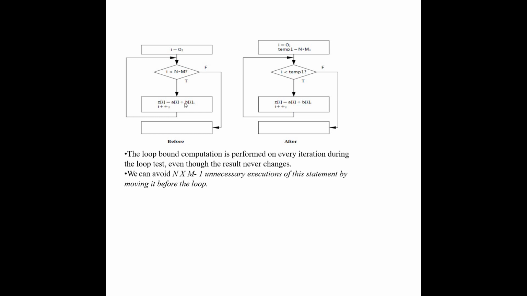So here we can see, before, the loop test is i less than n times m. Instead of using n star m, we introduce a temporary variable called temp1. The loop bound computation is performed on every iteration during the loop test. By using this temp1, the overall program size will be reduced compared to the previous step. So we can avoid n times m minus 1 unnecessary executions of the statement by moving it before the loop. So by using this technique, you can reduce the program size.